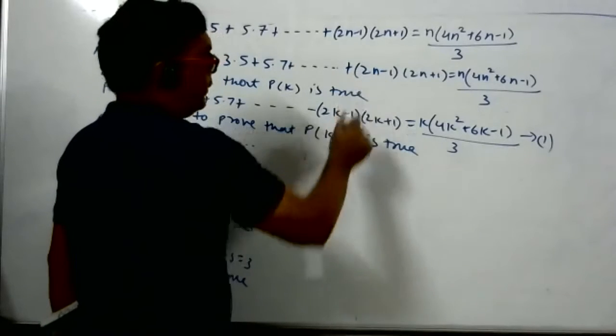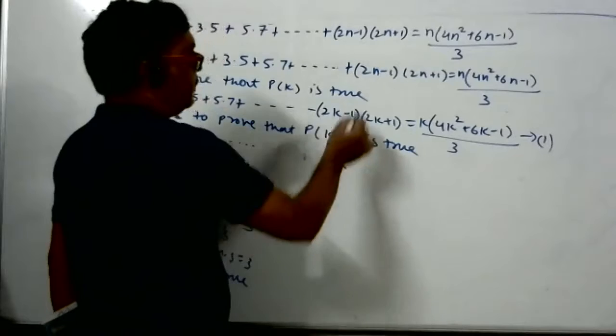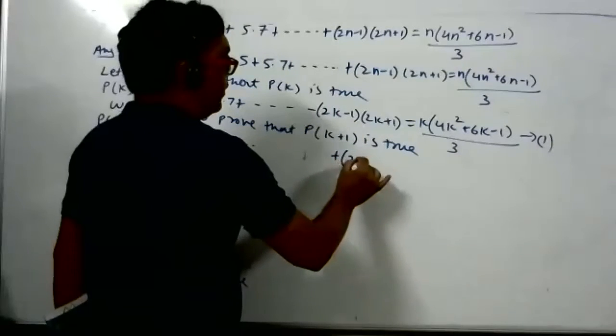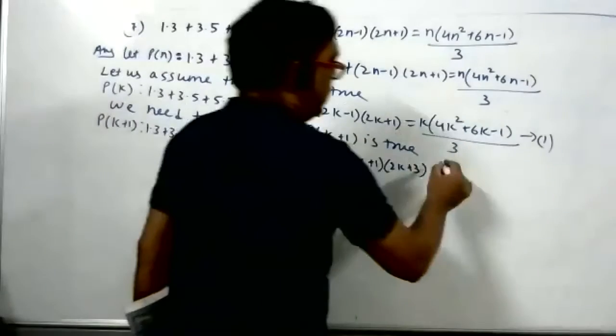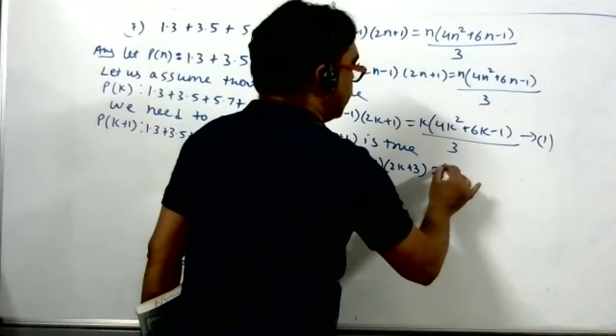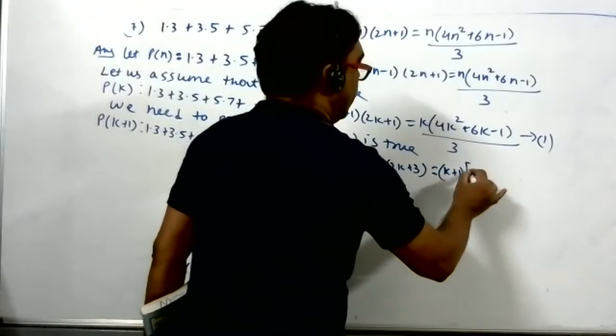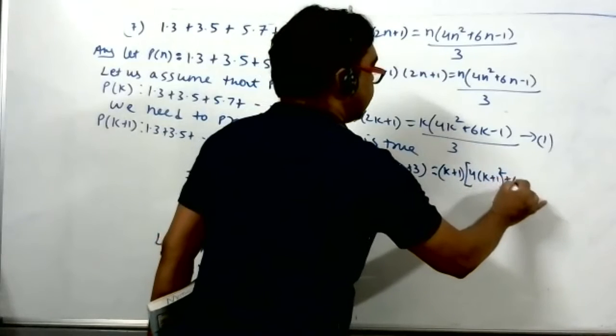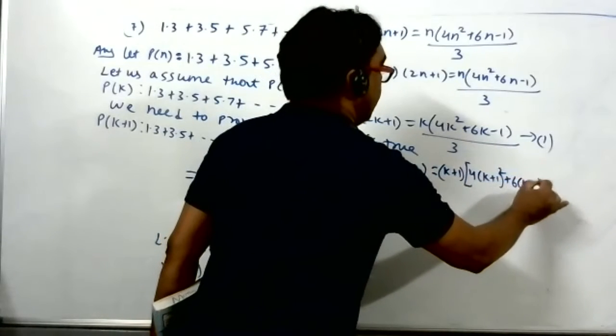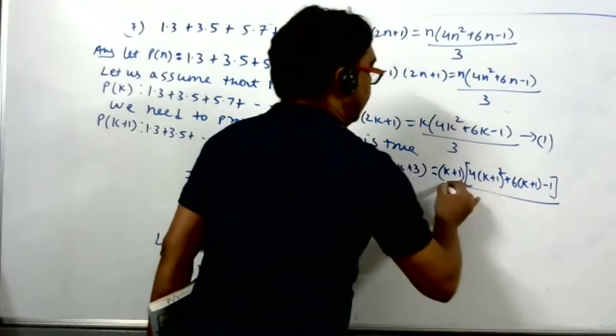Shall I do it orally? How much will it become? 2k plus 1 plus 1. If anybody has a doubt, substitute, and then simply here 2k plus 3, because for k plus 1 we have to multiply 1 with 2. And here also in the same way, k plus 1, with the two terms in brackets, 4 into k plus 1 whole square, plus 6 into k plus 1, minus 1 by 3.